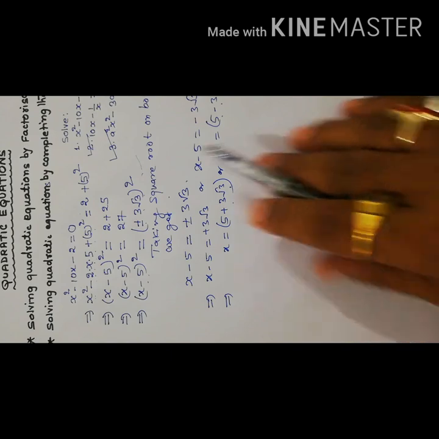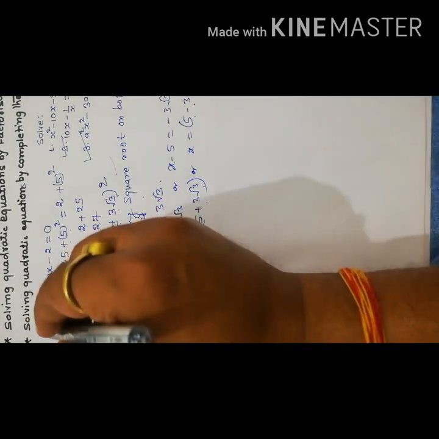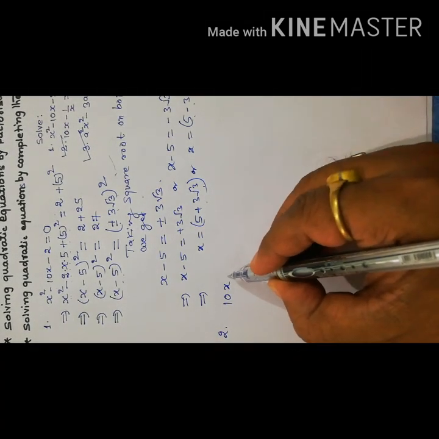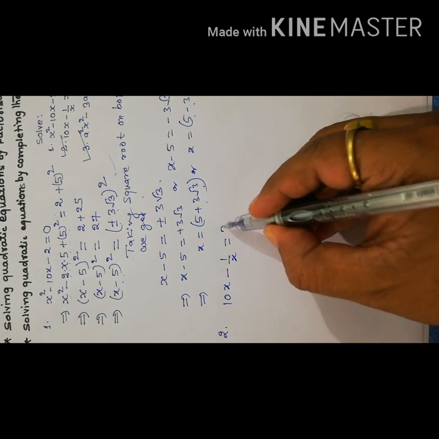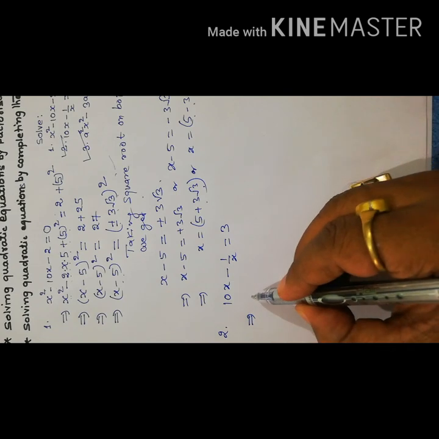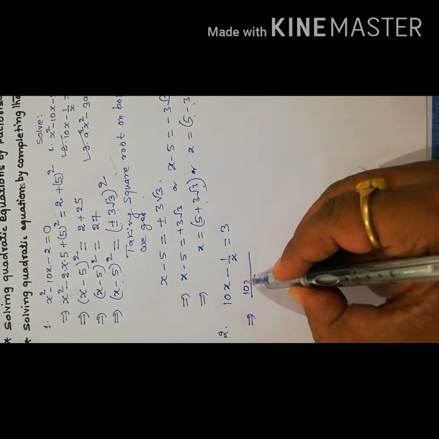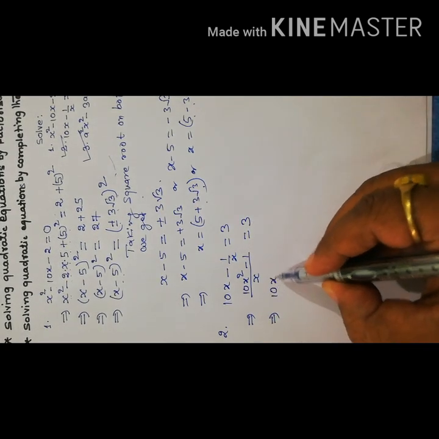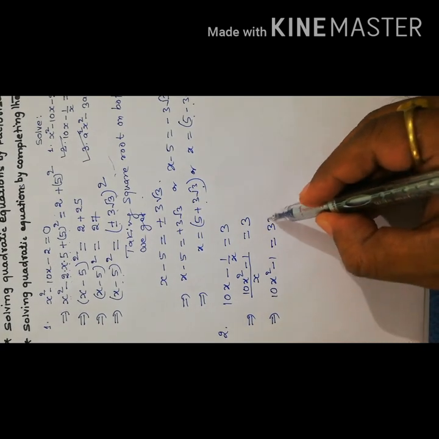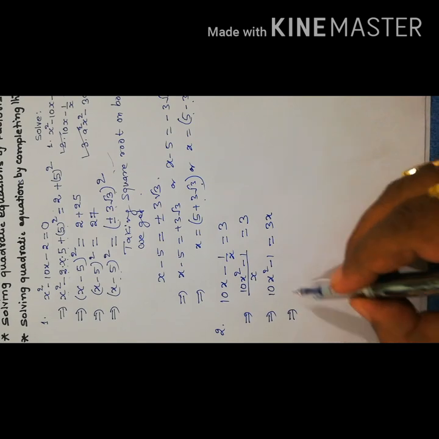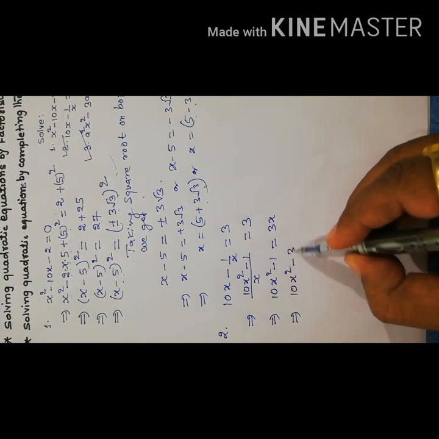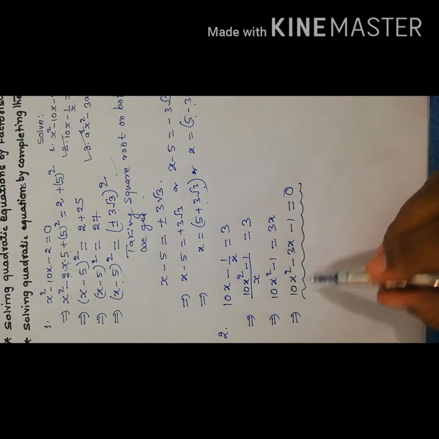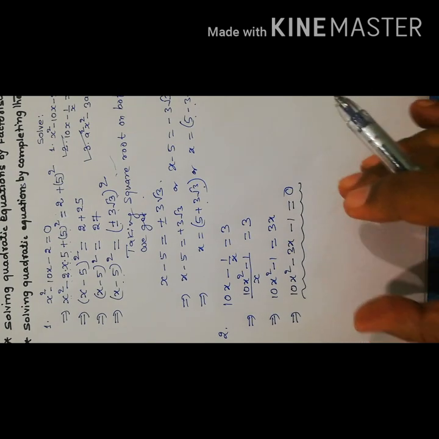Now, you can take one more example. Let us take question number 2. Question number 2: we have 5x minus 1 by x is equal to 3. This can be written as, taking x as LCM, 5x square minus 1 is equal to 3x, and this implies 5x square minus 3x minus 1 is equal to 0. Now this is a quadratic equation, and this quadratic equation can be solved by completing the square form.